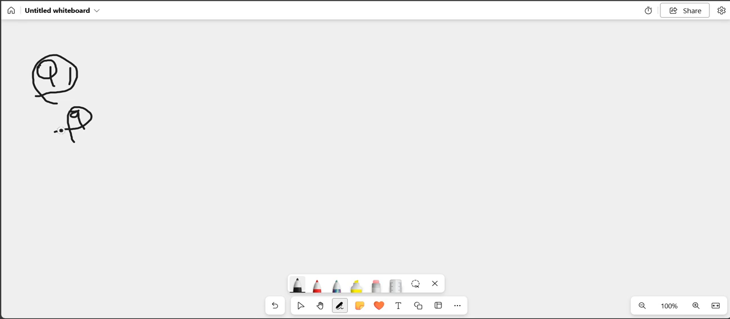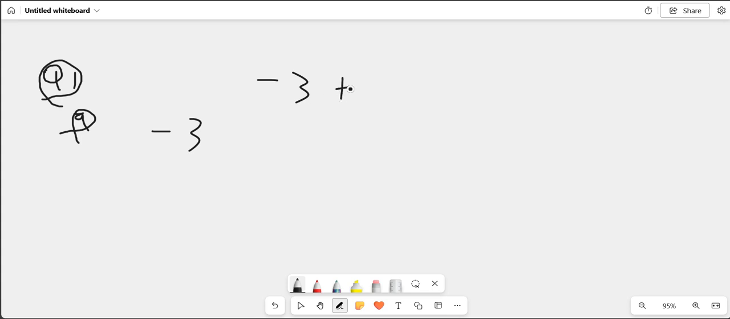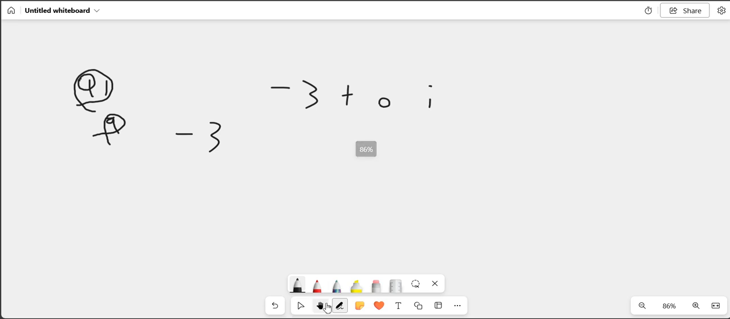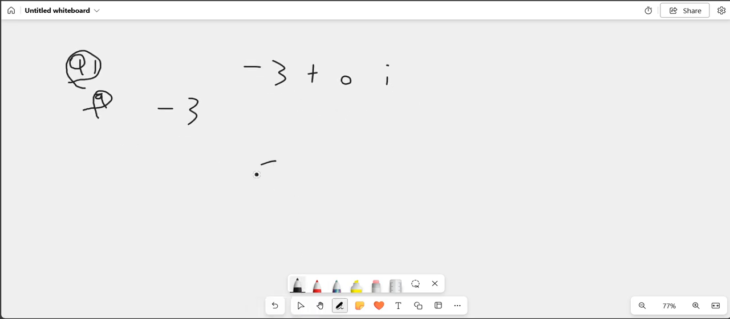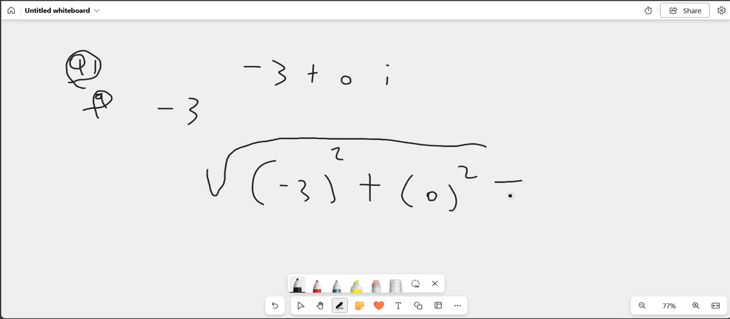1A says write minus 3 in the re^(iθ) form. Minus 3 is the same thing as minus 3 plus 0i, because there's no imaginary part. So what's R? R is the square root of minus 3 squared plus 0 squared, which gives you 3. So 3 is R.